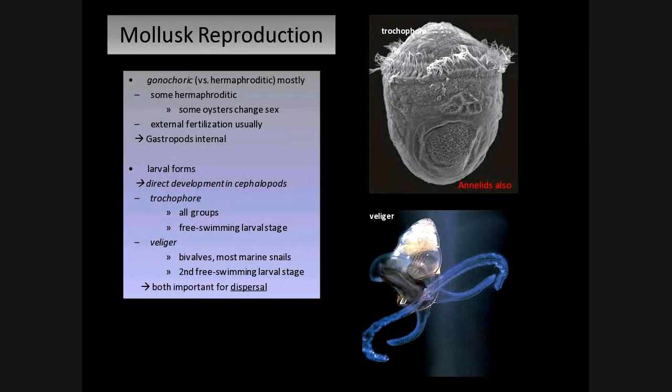That's a free-swimming, larval, drifting, dispersing, get away from your parents kind of stage. And among the bivalves and some marine snails, most snails live on land, there is a second, almost octopus-looking thing called a veliger larvae. That's another free-living larval stage. Whether you only have the first stage and then you're the adult, or you go the first stage, then the second stage, and then you're the adult, both of these are great for dispersal. Both of these are great for moving around.